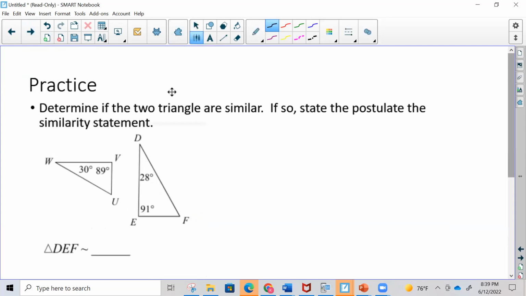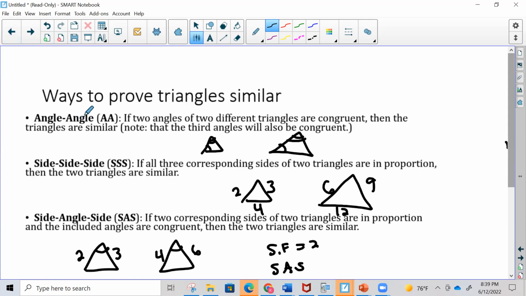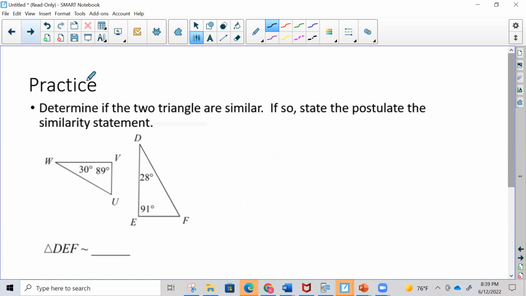We're going to determine if the two triangles are similar, and if so, we state the postulate, which is the similarity. The postulates are these three: angle-angle, side-side-side, side-angle-side. These are all the postulates, the ways to prove. And then this is our similarity statement, which you're going to state both anytime they're similar.